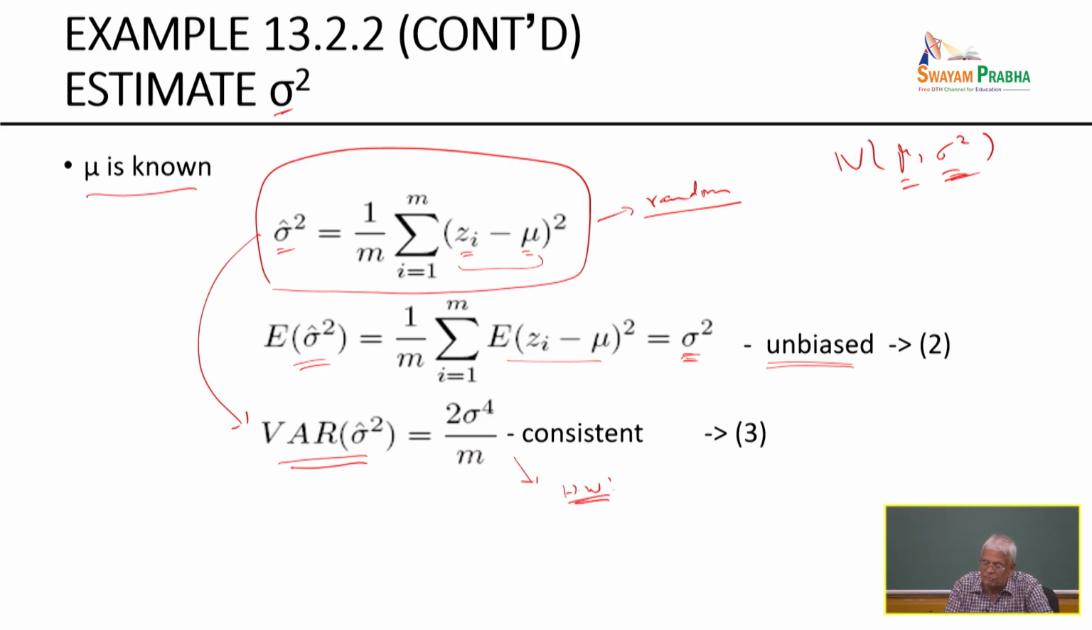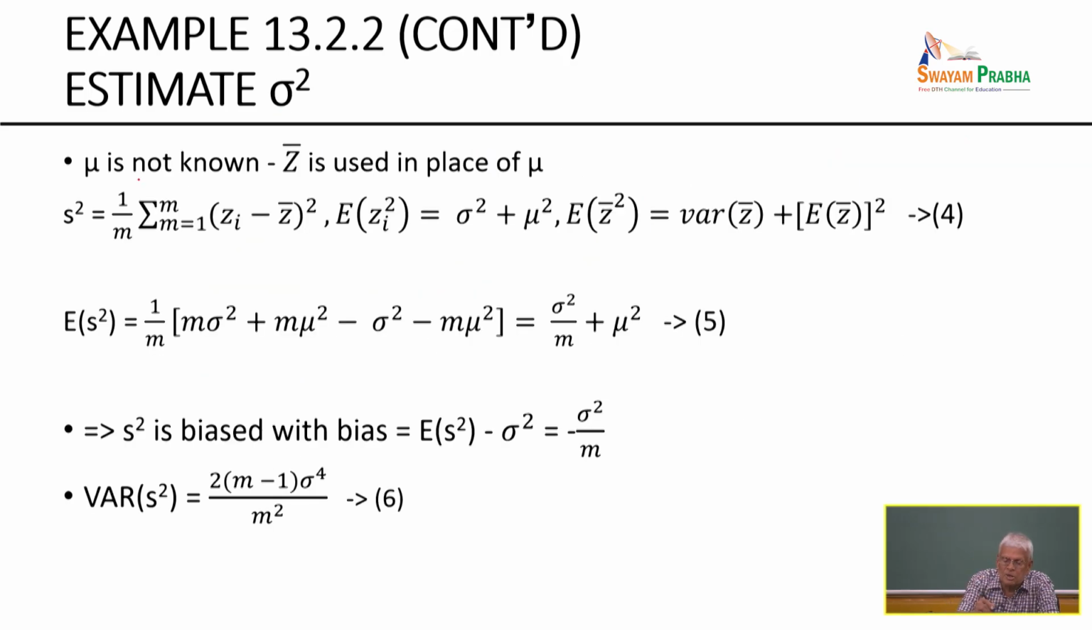So as m goes to infinity, this variance goes to 0. Therefore, this estimate becomes consistent, and it is already unbiased. So this is an unbiased, consistent estimate whose efficiency improves as m goes to infinity.